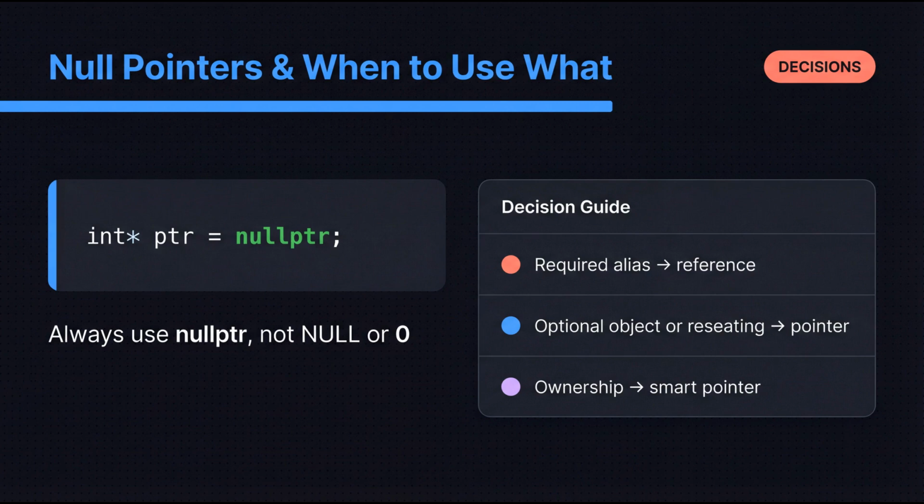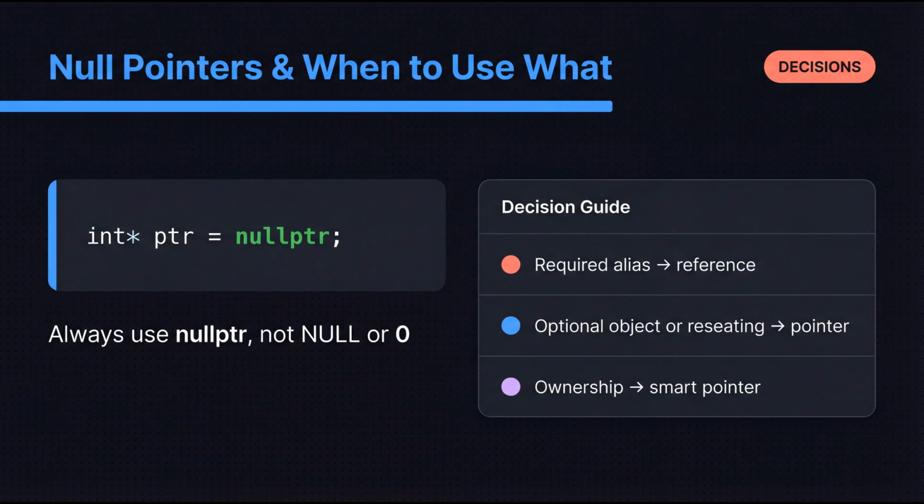Now the key question: when do you use a reference versus a pointer? Three rules. First, use a reference when the object is required. A reference can't be null, so it guarantees the caller provides a valid object. Second, use a pointer when the object is optional or when you need to reseat, point at something different later. The null state lets you represent absence.